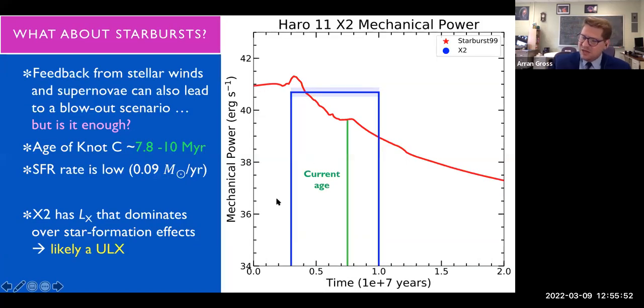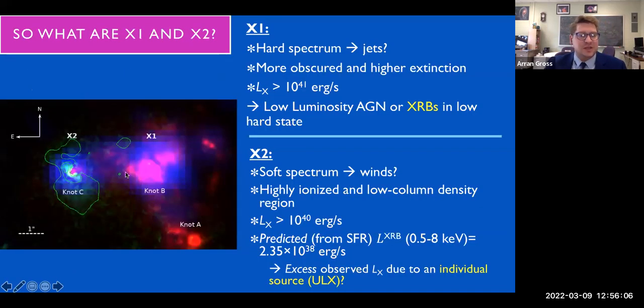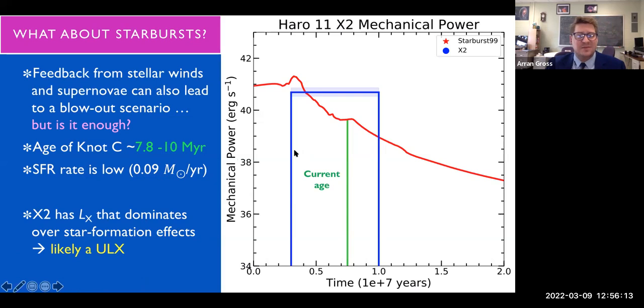I know I'm stretched for time, but I'll briefly mention star formation and starbursts can also generate mechanical feedback that could be responsible for these sort of blowout scenarios. But is it enough? If we're looking just at this X2 region, this has a much lower star formation rate than the X1 region, to the level of something like 1/10 of a solar mass per year.